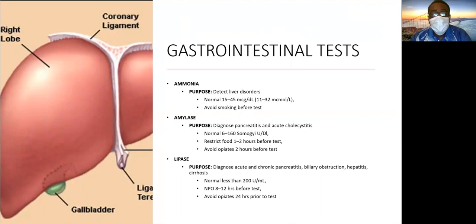A lipase test could also be done to diagnose acute and chronic pancreatitis, biliary obstruction, hepatitis, cirrhosis. Again, your lipase normal level should be less than 200. You want to keep this client nil per oral 8 to 12 hours before the test, and avoid opiates 24 hours prior to the test.